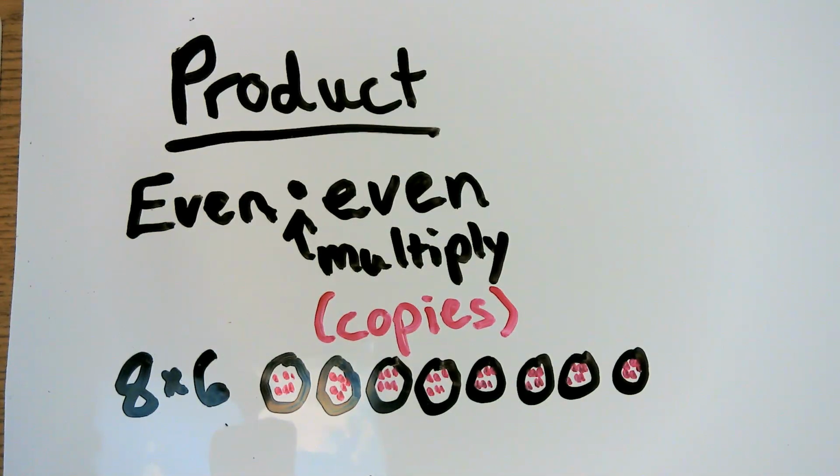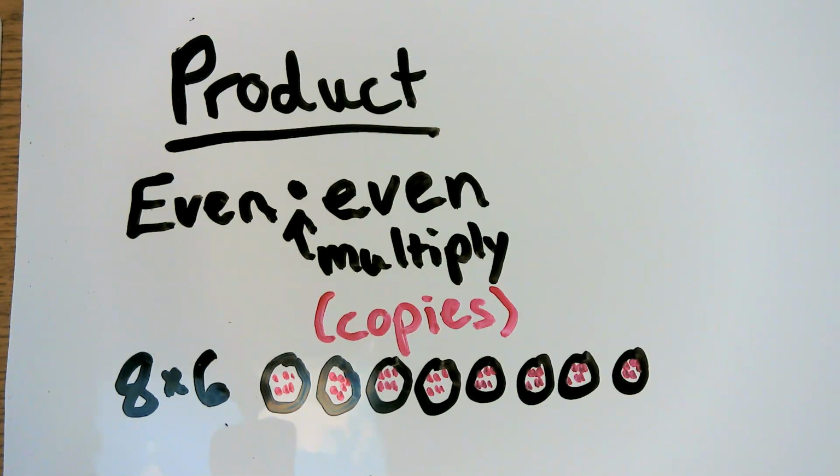Okay, so you might already be using your background knowledge. 8 times 6 is 48, which is an even number. But why? I'm going to have you pause the video and I'd like you to talk to your partner about why this ended up being an even. Think back to what we know about adding and feel free to use the model to help you.